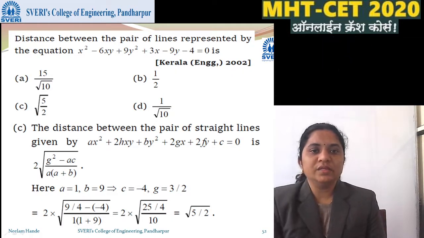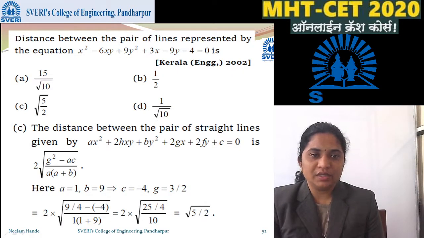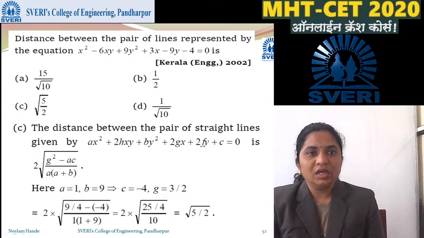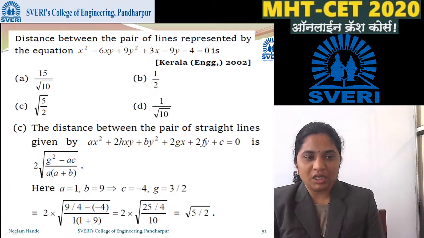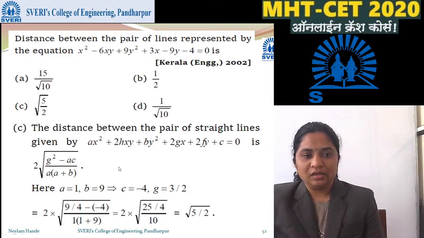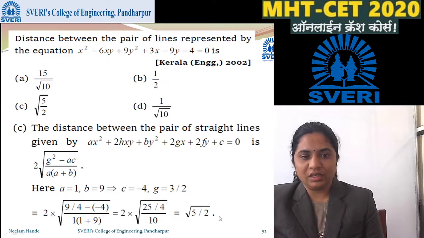The distance between the pair of lines represented by the equation. Again the same question. Find out A, B, C, F, G, H. The formula is here, and put A, B, C here. So we get it is root 5/2.